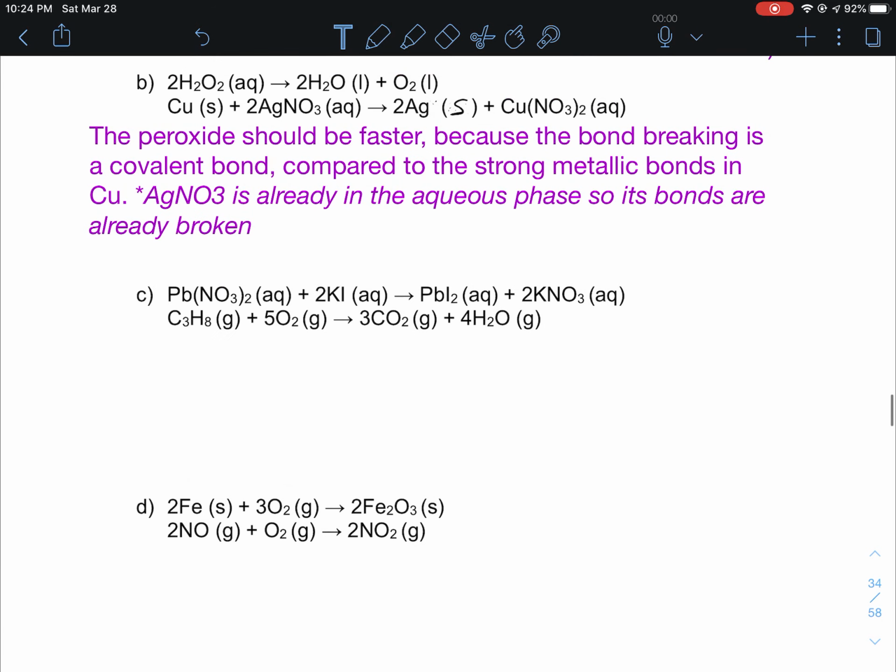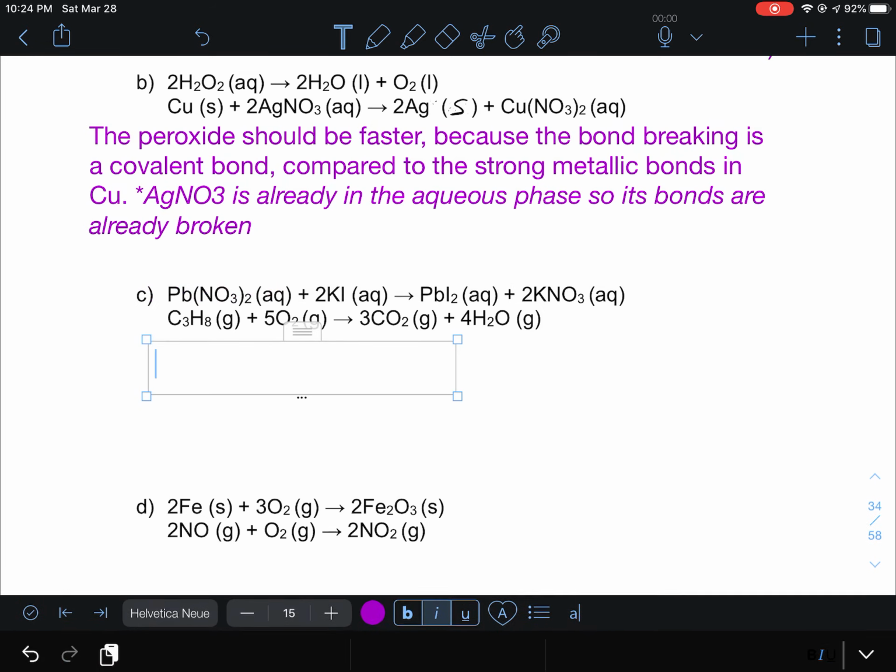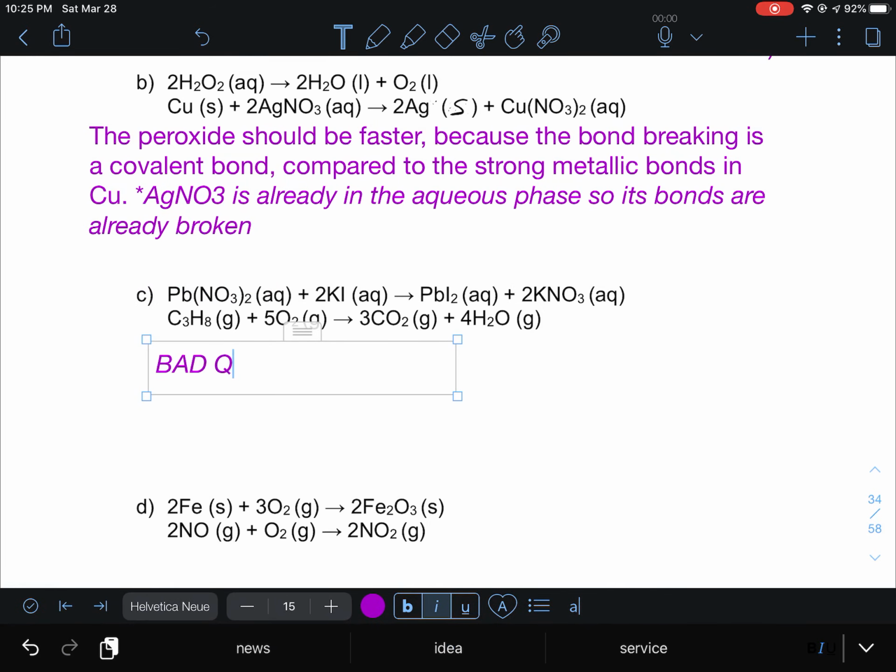All right, we got another example here. We have an aqueous system, lead nitrate and potassium iodide, reacting with carbon and oxygen. To me, this is an uncomparable reaction. We have so many differences. We've got a difference in phase. We have a difference in bonding. I think this is just a bad question. So, bad question.